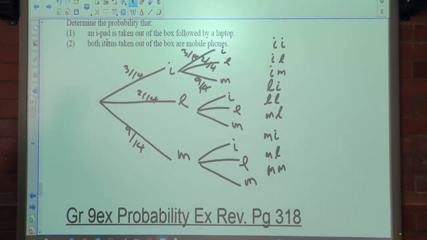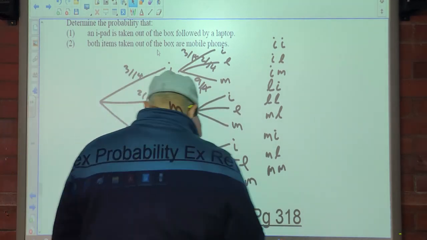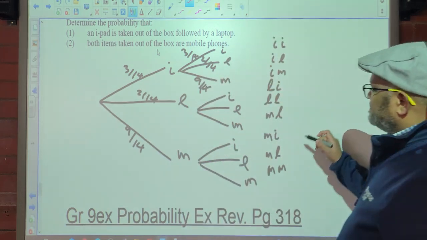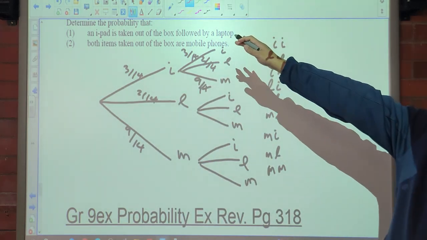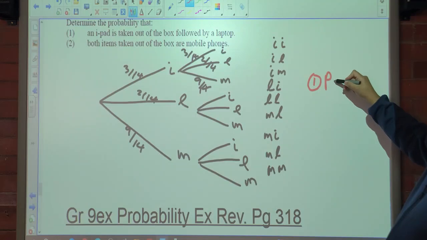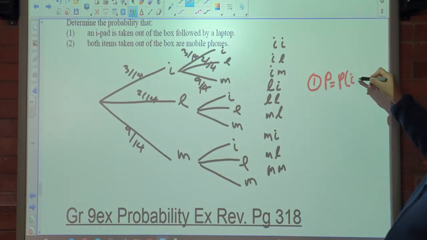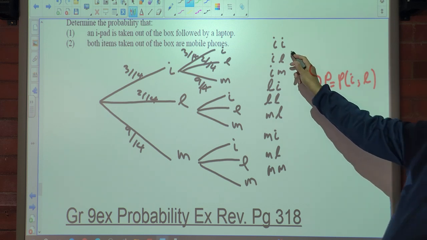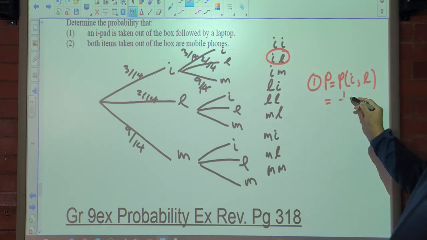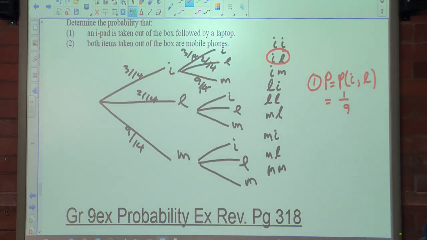Okay. Determine the probability that in the first case an iPad is taken out of the box followed by a laptop. So it's in that order. It didn't say in any order. So that probability is going to be the probability of iPad followed by laptop. This is that one there. Not so? It will be 1 out of 9 chance. Is that correct? No.